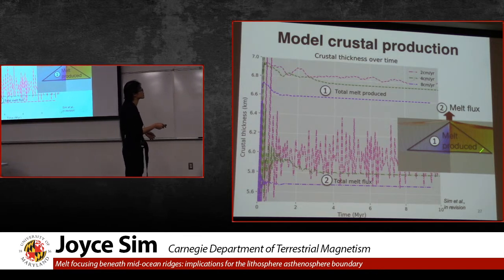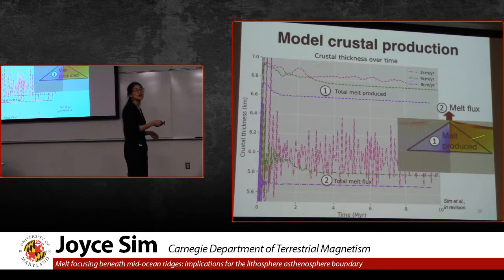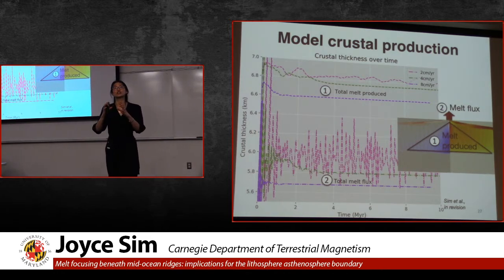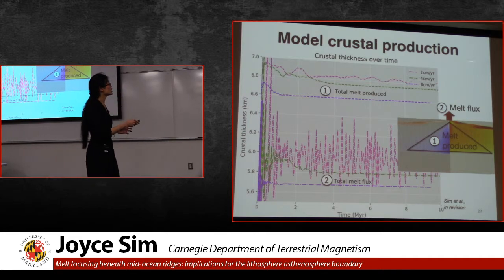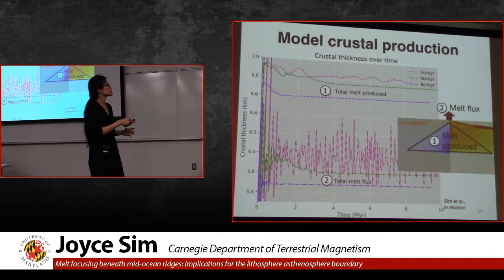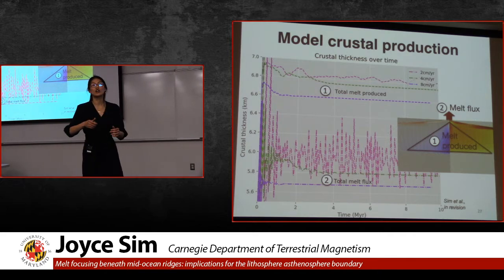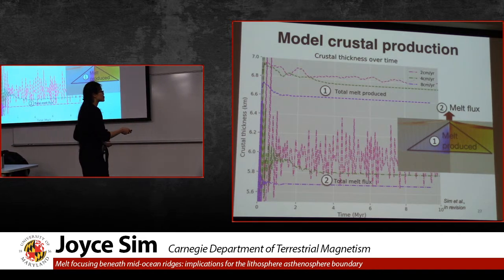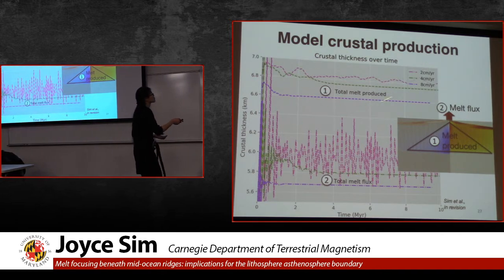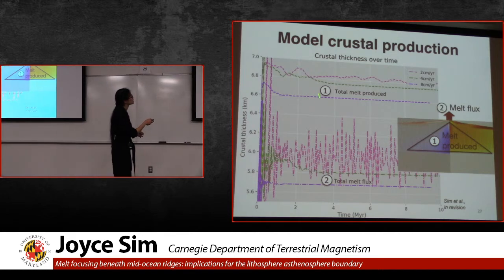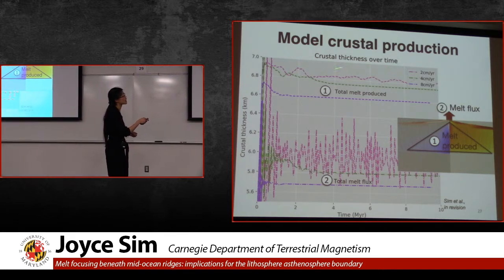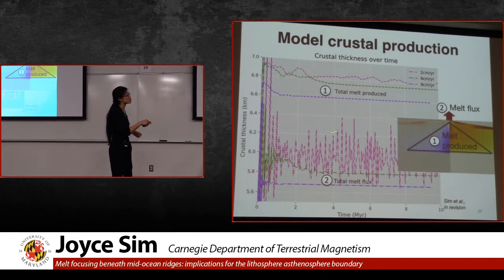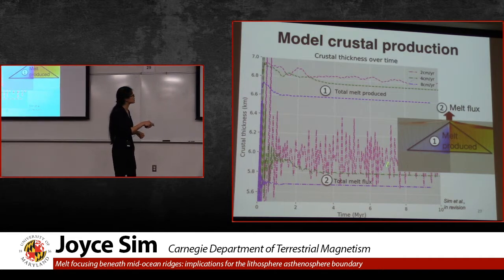One is taking the total amount of melt produced and seeing how much crust you can form over time. And number two is melt flux. So at the top boundary, we are looking at how much melt is actually coming out and seeing how much crust actually forms. So plotted here, for all the different spreading rates, is the total melt that's produced and how much crust that will form. And on the bottom here is the total melt flux that will form oceanic crust.